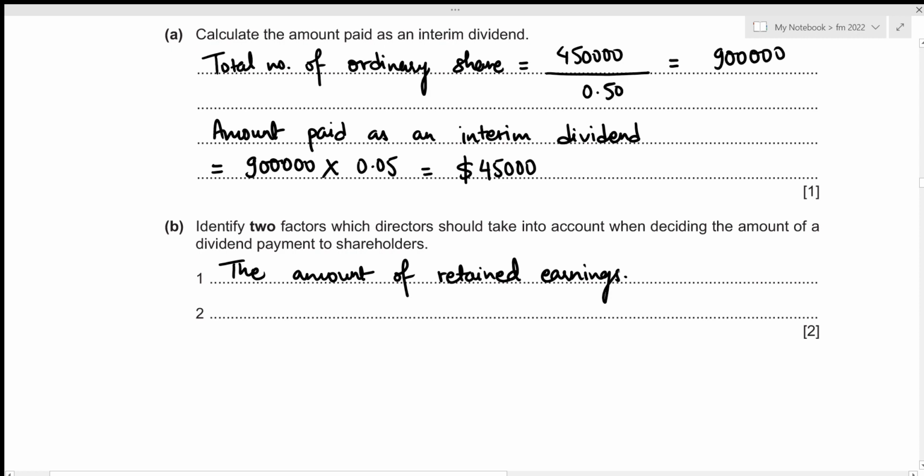And secondly, if we're talking about cash dividend, then the directors should also consider the total cash holdings available in the company, right? Let's write it down. The amount of cash available. And this concludes the second part of this question. So now we can move towards the third one.